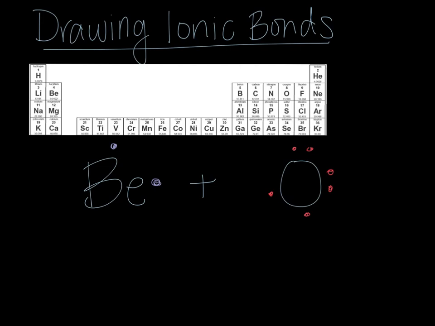So let's go ahead and show this transfer here. So this electron can go and fill this space, and then this electron can go and fill that space. And that way, my beryllium is going to form a +2 charge when it loses those 2 electrons, and my oxygen is going to form a -2 charge when it gains those electrons. So if I look at the charges, my +2 and my -2, I can see when I put those together that gives me 0. I get a neutral charge.